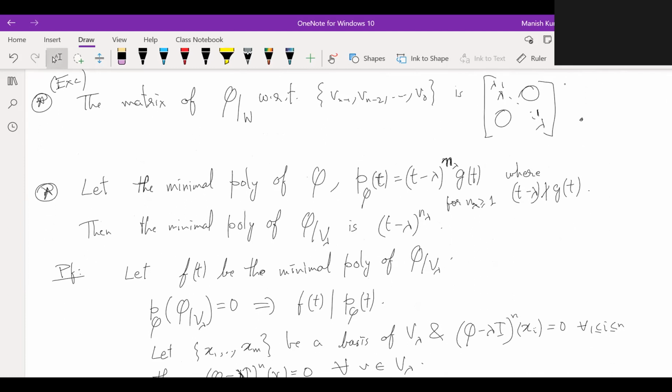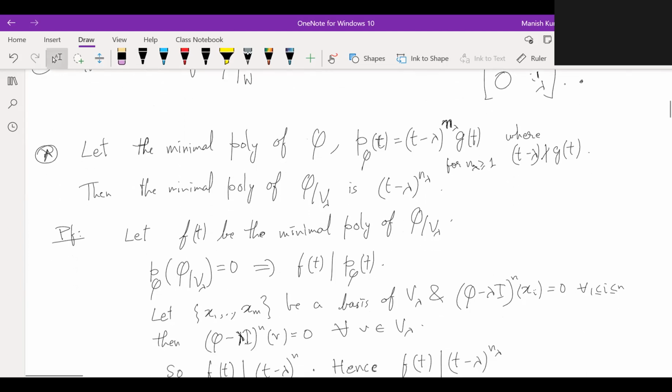But let's see why the minimal polynomial is this. Let f(t) be the minimal polynomial of phi restricted to V lambda. We want to prove that f(t) is (t minus lambda) to the power n lambda. This is not too deep, maybe I argued it last time as well. Some power of t minus lambda will annihilate V lambda. When you plug in phi in some power of t minus lambda, it will annihilate the whole of V lambda. So that tells you that the minimal polynomial has to divide (t minus lambda) to some power. And then you want to argue that it's precisely (t minus lambda) to the power n lambda. So let's try to work this out.